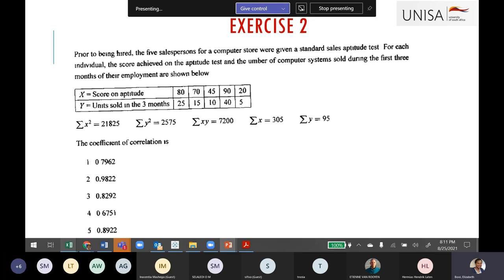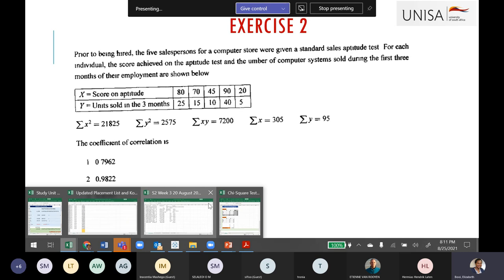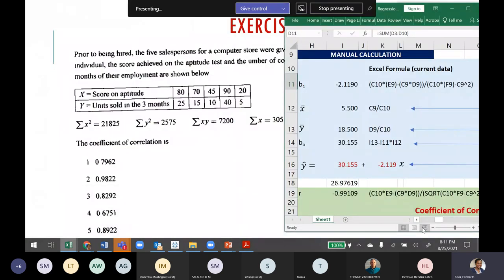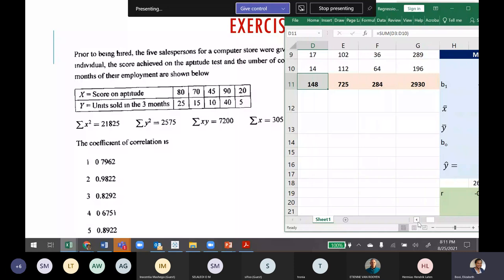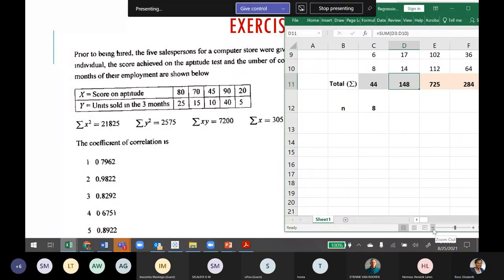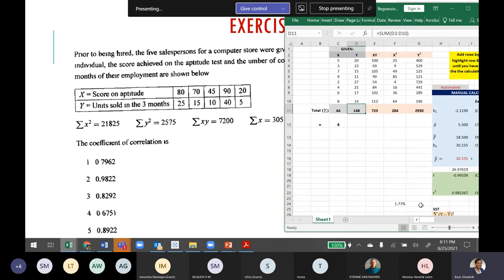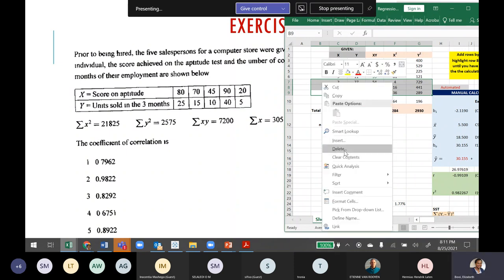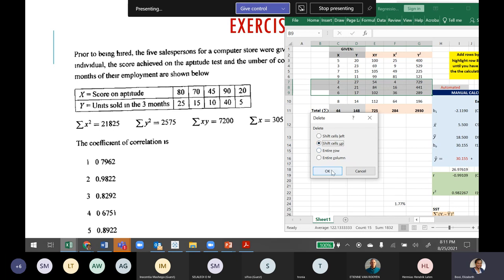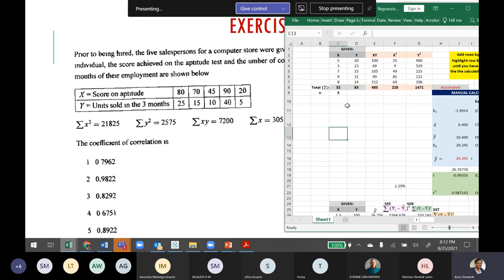Calculate the coefficient of correlation. If you're using the Excel sheet, also a similar thing. Since here they only have 1, 2, 3, 4, 5 values, and here we already have 8 values, all you can do is go on the B column and delete 3 of these. Right click and say delete, and then it will take you up, and you just capture the values.